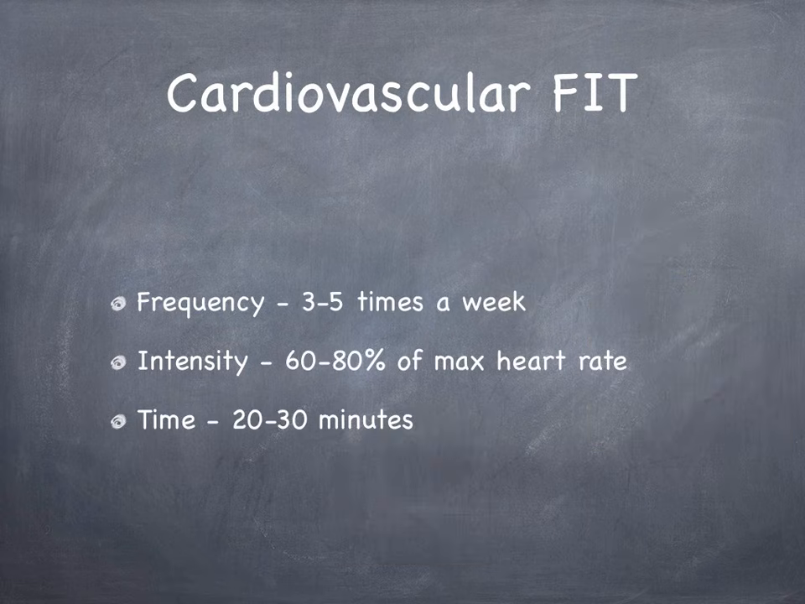So for the cardiovascular FIT, frequency should be doing cardiovascular workouts 3 to 5 times a week at an intensity of 60 to 80% of your max heart rate. Remember earlier you learned how to do the Karvonen formula. You know exactly how to train anywhere from 60 to 70 or 80% of your max heart rate, and you know how to figure that out. So while jogging, you can check your heart rate and know that you are in the right range, your target training zone. Okay, time, you should be doing it 20 to 30 minutes, 3 to 5 times a week.